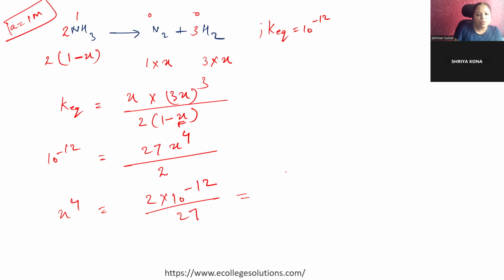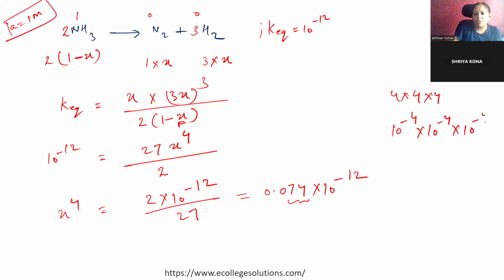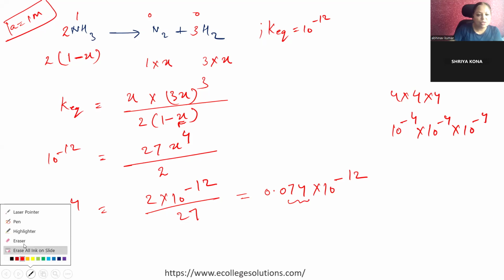Or basically, you can say that if you divide these two, what do you get? Let's do the calculation using the calculator. It is 0.074, so 0.074 times 10 to the power negative 12. Now you need to think about this 74. Basically we know that 12 is 4, 4 and 4. So if you write 10 to the power 4 and 10 to the power 4 and 10 to the power 4 for the cube root, oh, it is actually power 4. Power 4 means the situation is going to be really tough.